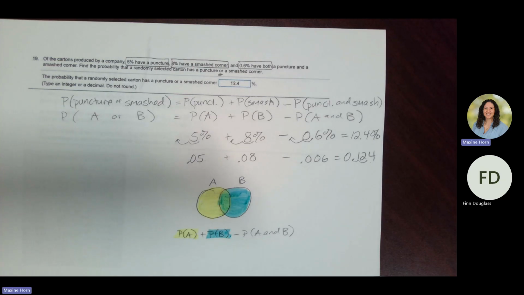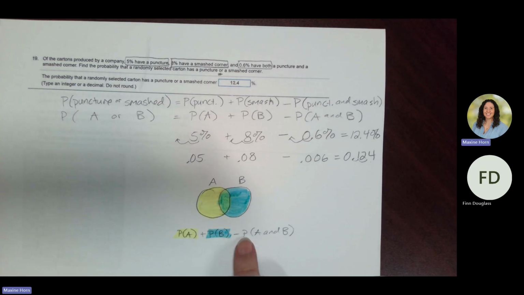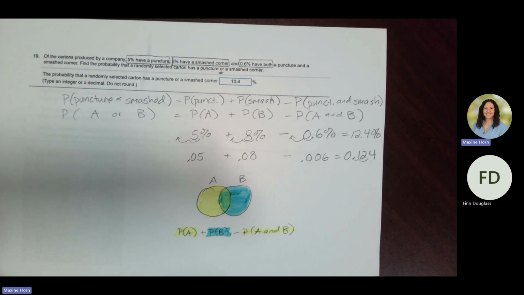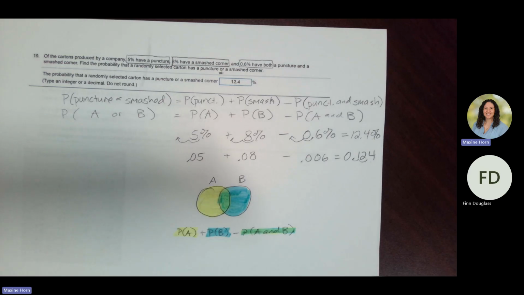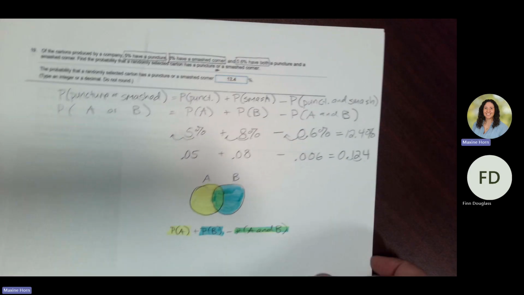You'll notice that we have counted this middle section twice, right? If I do yellow and blue, it makes green. I counted it twice. So to get rid of the fact that I counted it twice, I have to subtract one instance of it. That's why that rule exists. Okay, moving on.